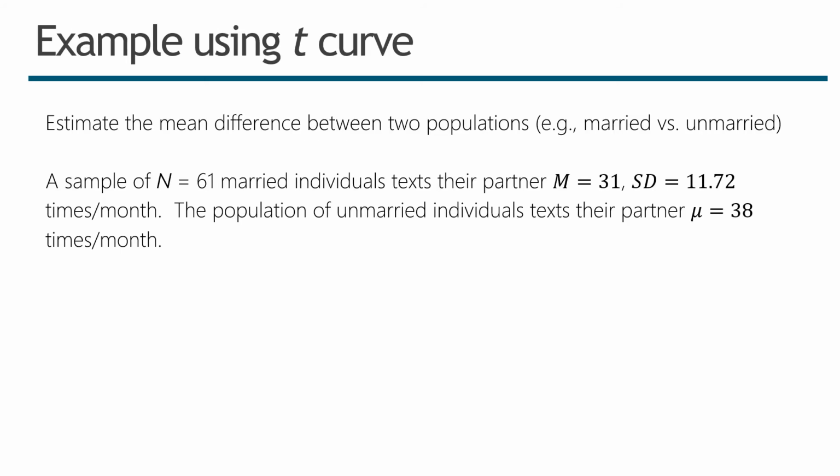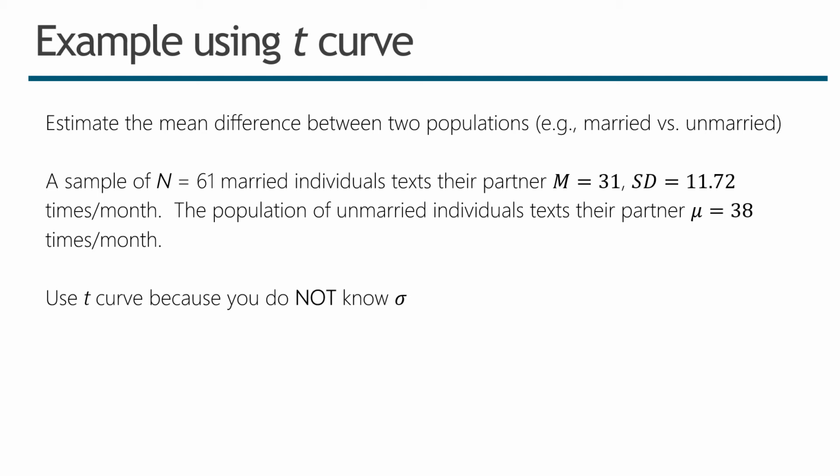In the previous example, we used a z-curve to compute the confidence interval. In this example, we're going to use a t-curve to compute the confidence interval. Most of the procedures are the same, but there are a few important differences. First of all, we're going to use a t-curve here because we do not know the population standard deviation, or sigma.